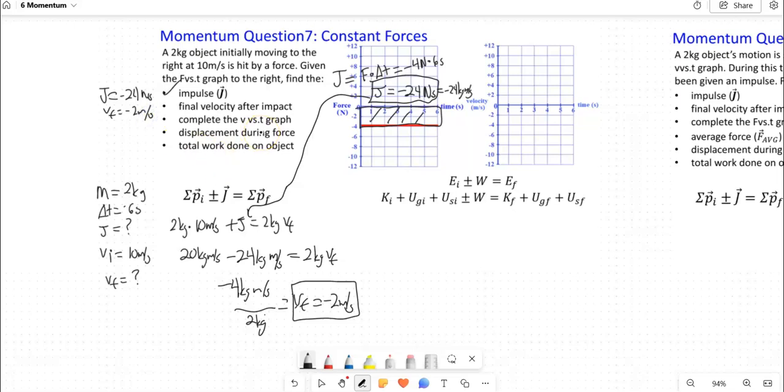Okay, let's complete the velocity versus time graph. I have you do this because you could then find the displacement really quick from this. And from that, you could just calculate the total work. You don't have to put it into the kinetic energy and do it the longer way. So I'm trying to give you as many tools as you possibly can. So here it starts off moving to the right at 10 meters per second. So here's its initial velocity up there. And then over the period of 6 seconds, it's going to wind up at -2 meters per second.